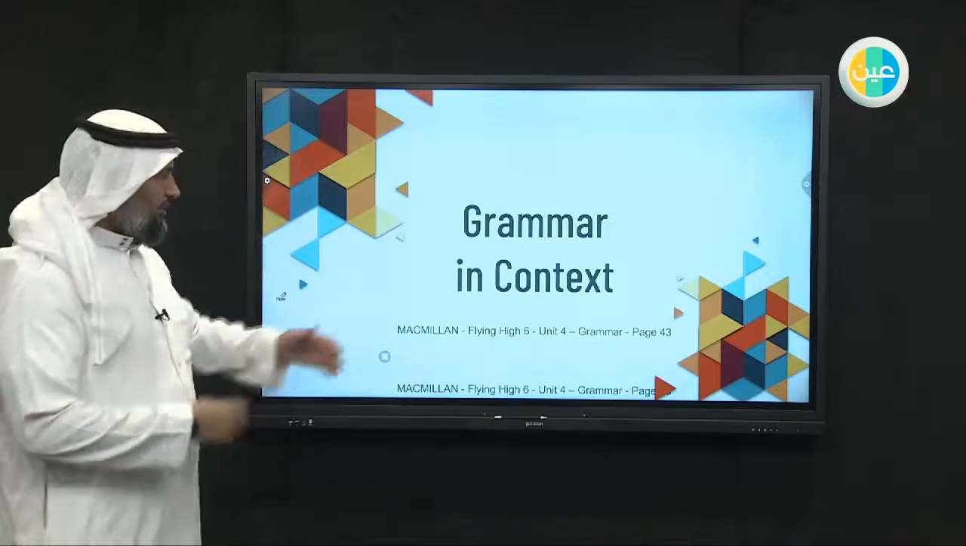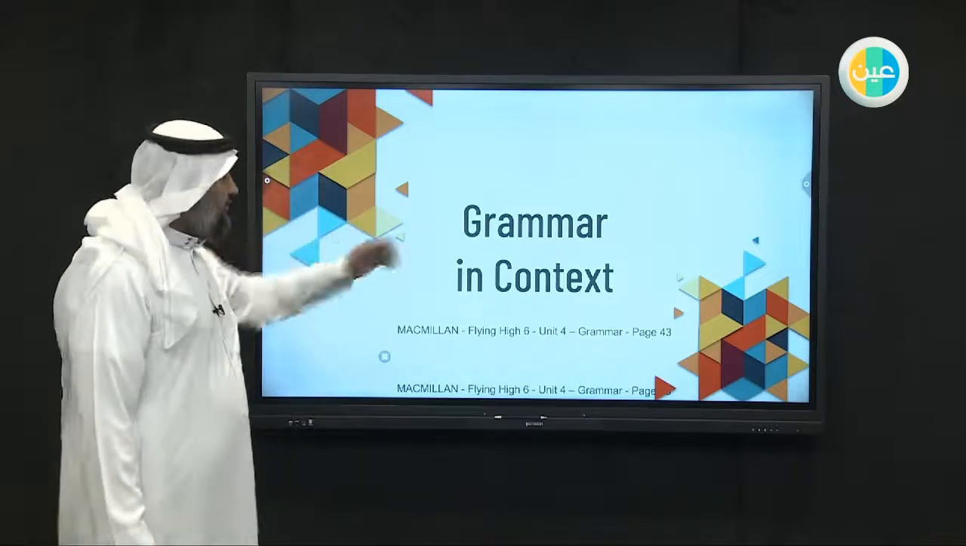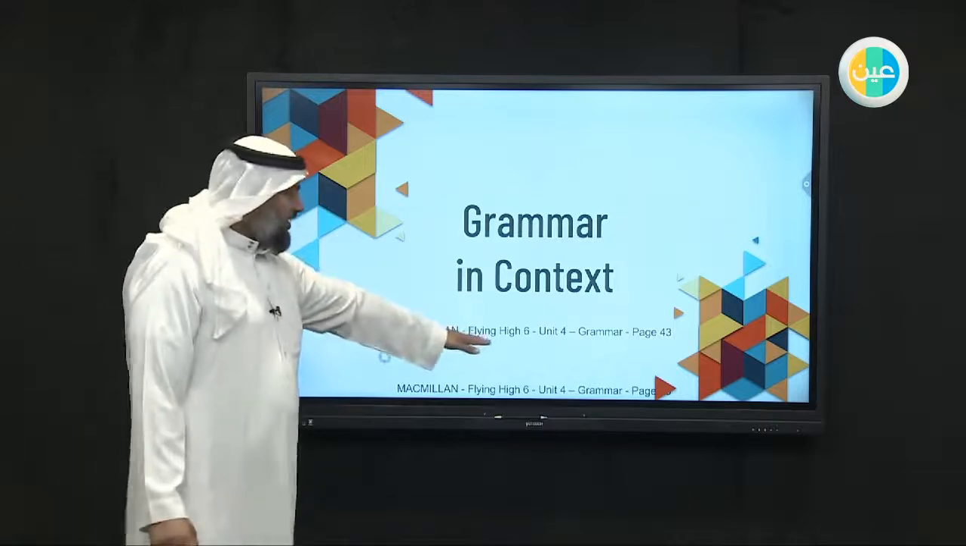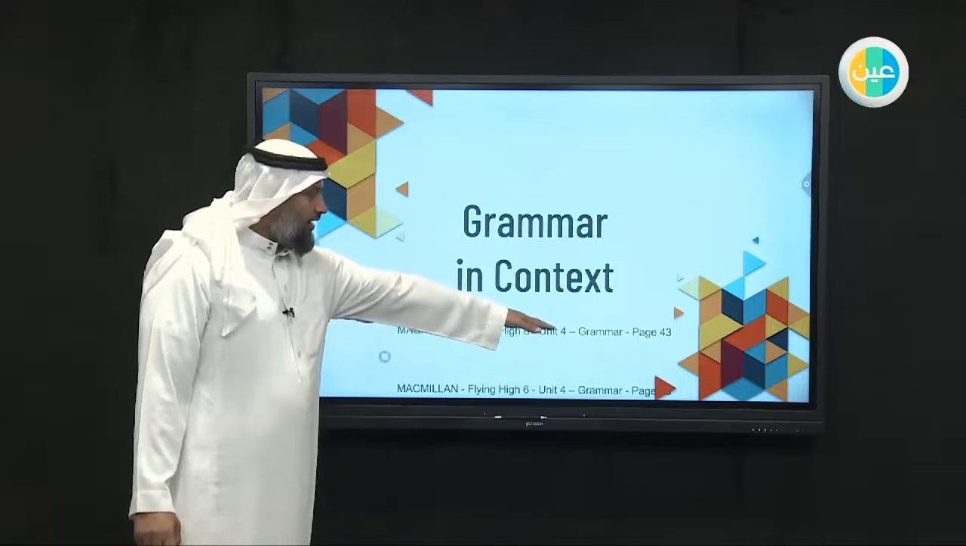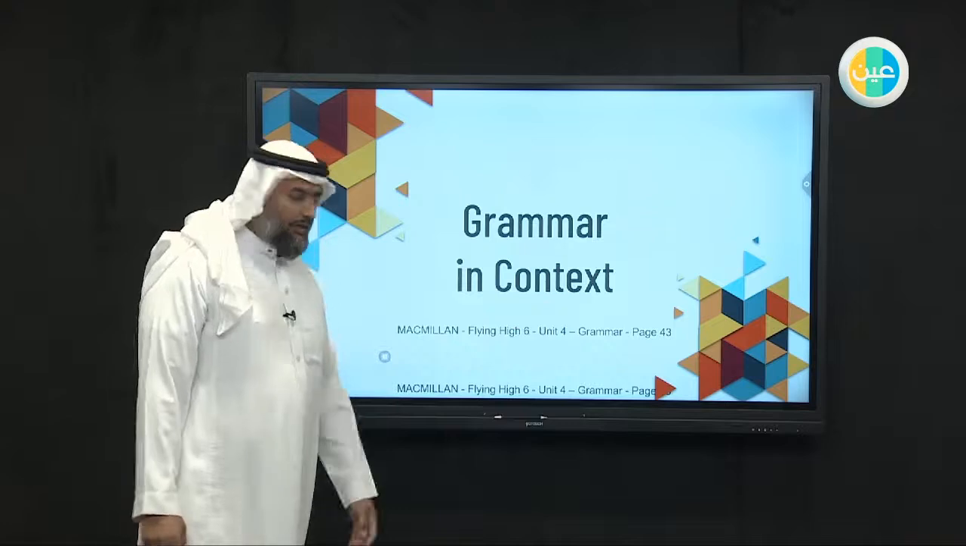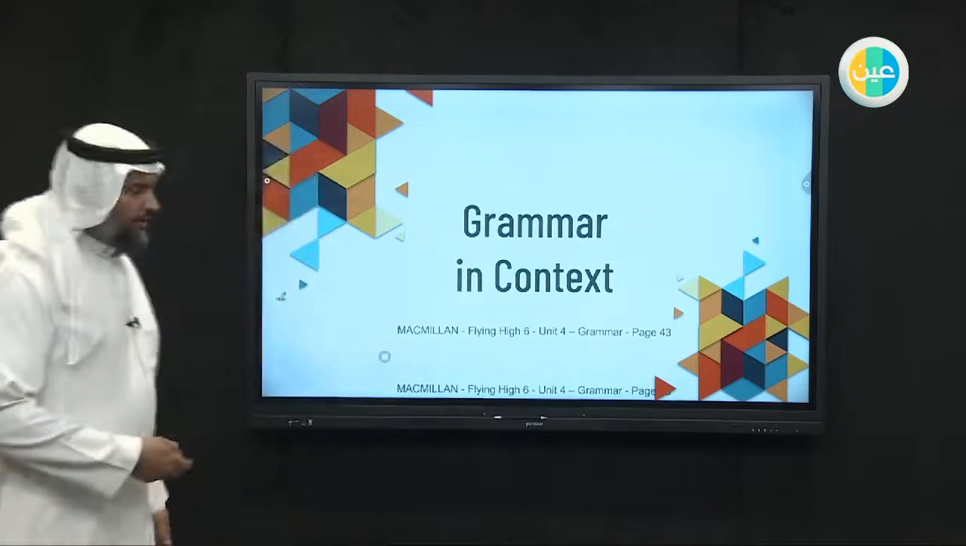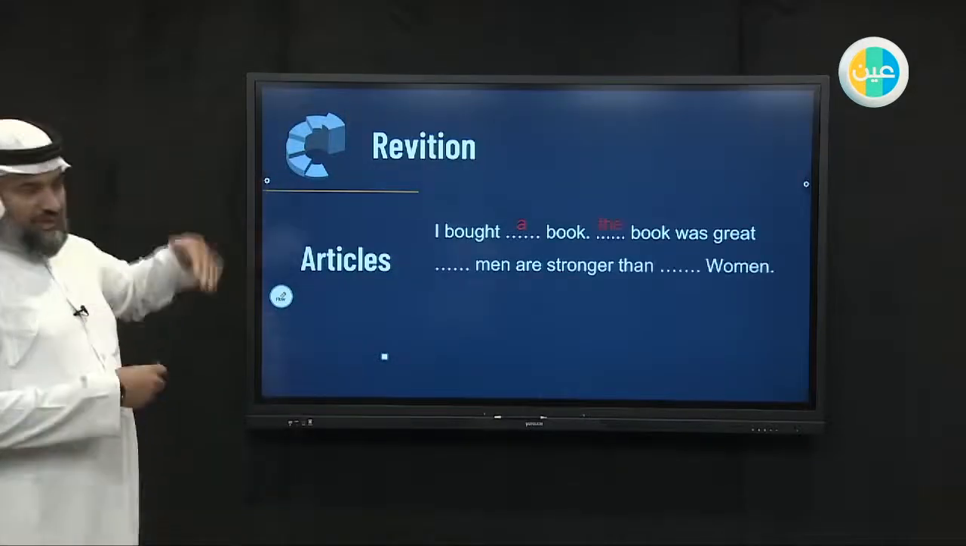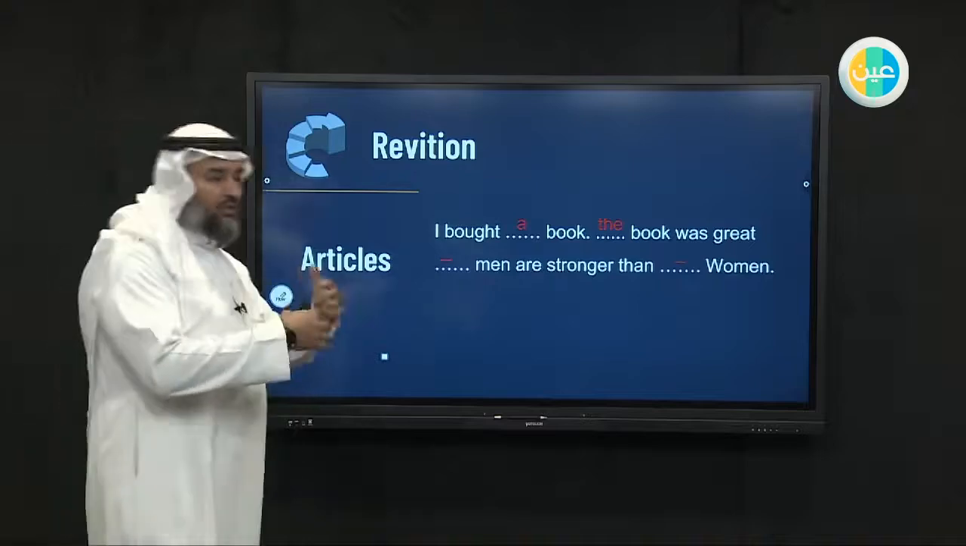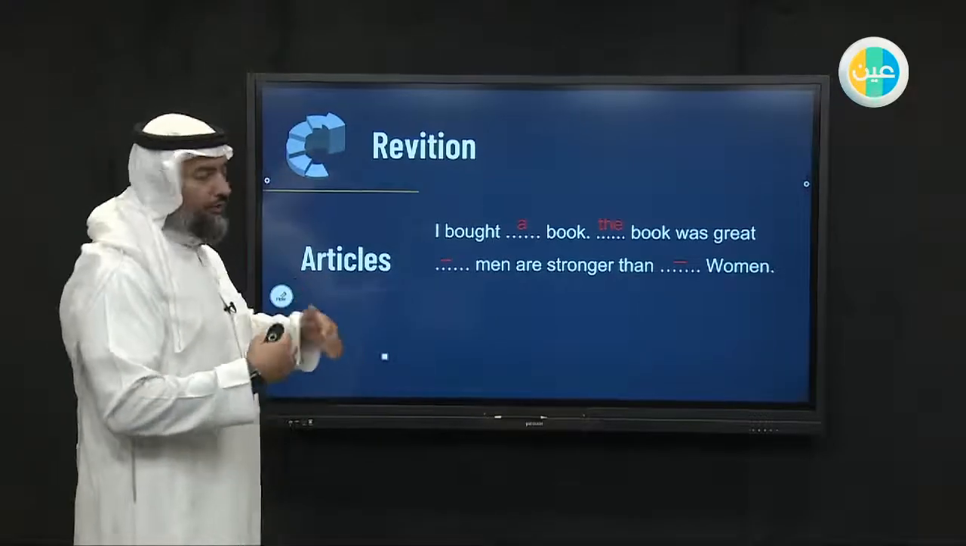Now today's lesson is about grammar in context. Macmillan, Flying High 6, Unit 4, Grammar, page 43. Now we're going to continue, but before we start we have to revise what's happened before.